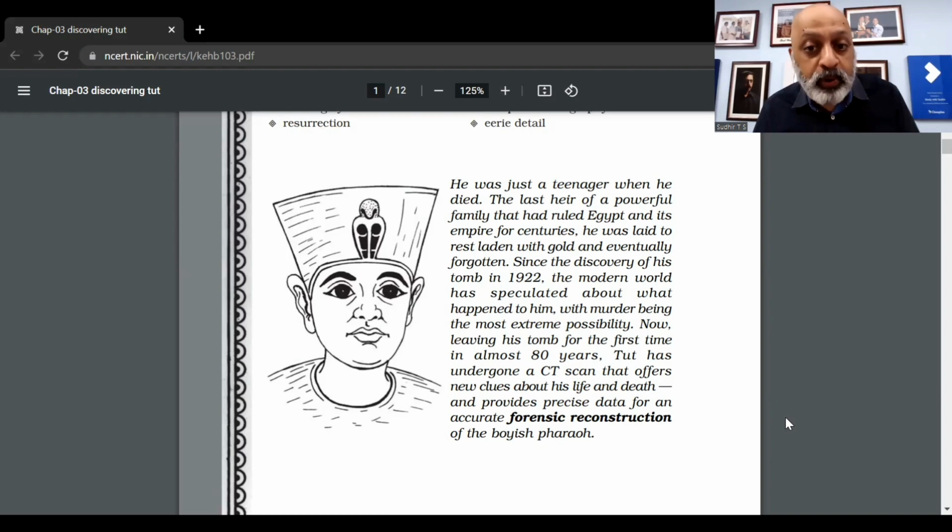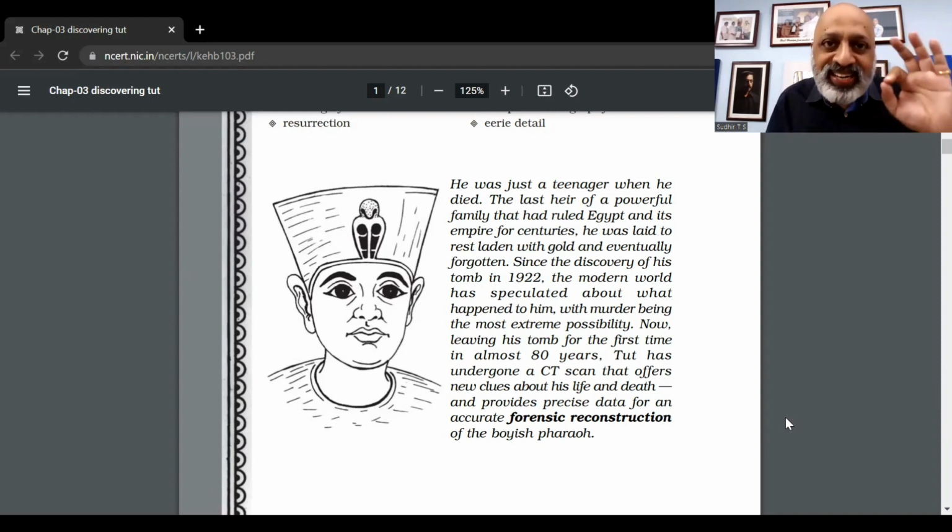About what had happened to him, with murder being the most extreme possibility, that is, whether someone killed him. Now, leaving his tomb for the first time in almost 80 years, Tut has undergone a CT scan that offers new clues about his life and death and provides precise data for an accurate forensic reconstruction of the boyish pharaoh. Now, forensics is what? It's a branch of science that helps us get an idea about the life of that particular human being, from the blood, from the skin, from the hair, from fingerprints, anything. Even from the slightest strand, they can extract DNA and establish that, right?